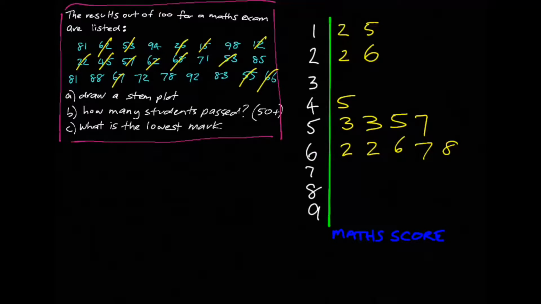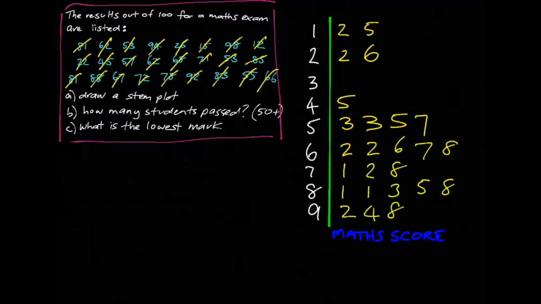Okay, let's look at 70s. We've got a 71, 72, and a 78. So we've got 1, 2, 8. 80s, we've got 81, two 81s, an 83, an 85, and an 88. So 1, 1, 3, 5, 8. And lastly, 90s, we've got a 94 and a 98 and a 92. So 2, 4, 8. So just count the numbers and check you've got enough.